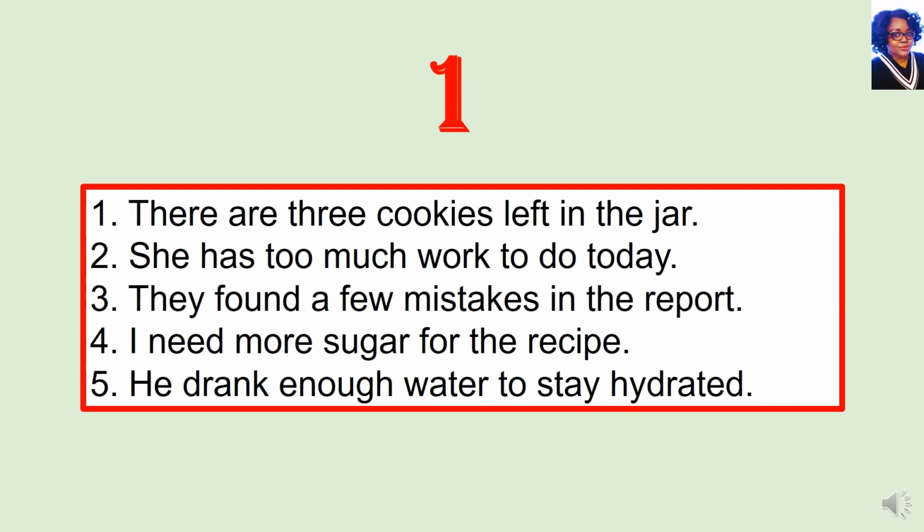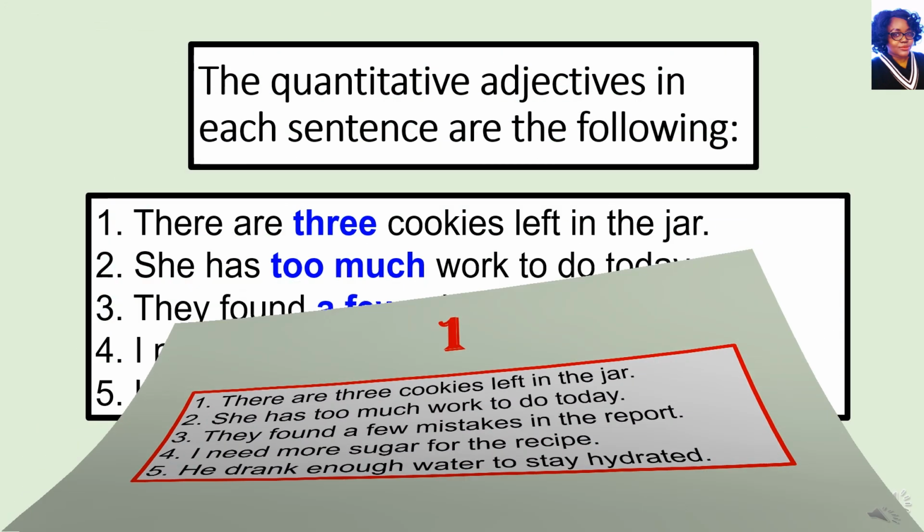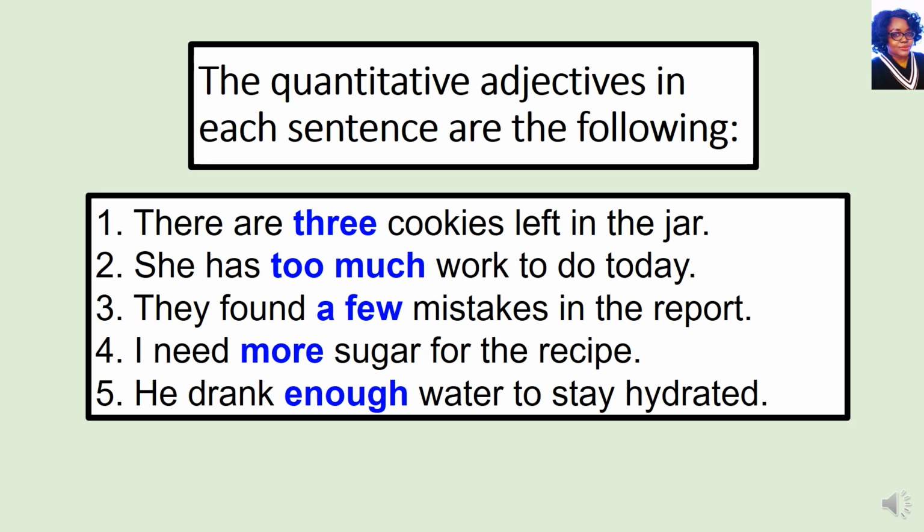Okay, time's up. Now let's review the answers. The quantitative adjectives in each sentence are the following. Number 1, 3. Number 2, too much. Number 3, a few. Number 4, more. Number 5, enough.